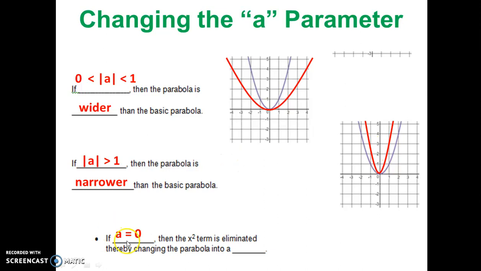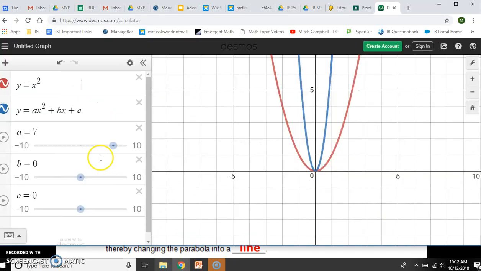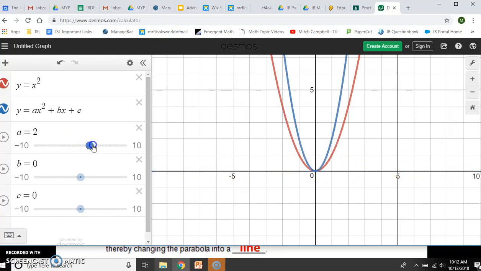All right. And finally, when a is 0, then the x squared term is eliminated, thereby changing the parabola into a line. Let's see that here. When a is 0, what happens to the blue one here? There. A is 0, and it turned into a line. All right, because the x squared is gone. It's no longer a parabola. It's just a line now.